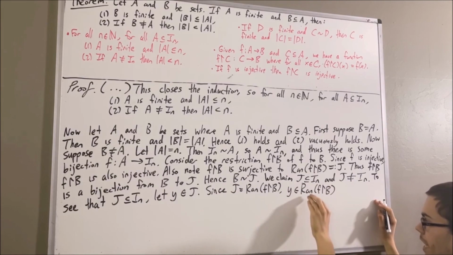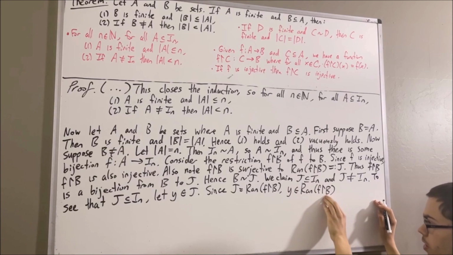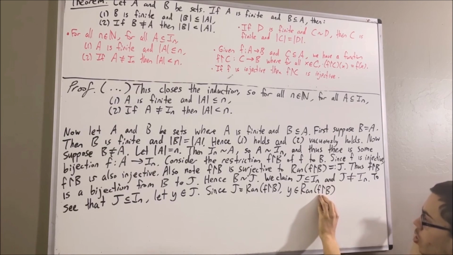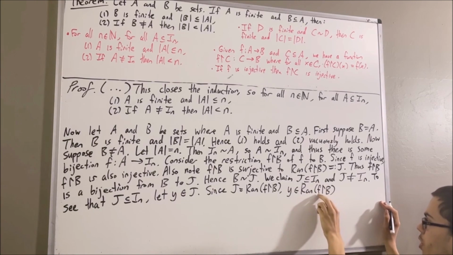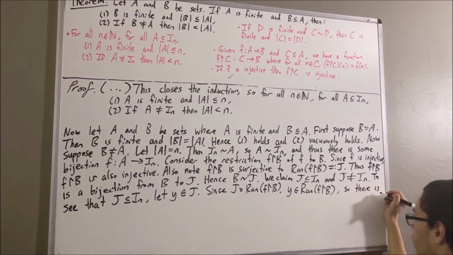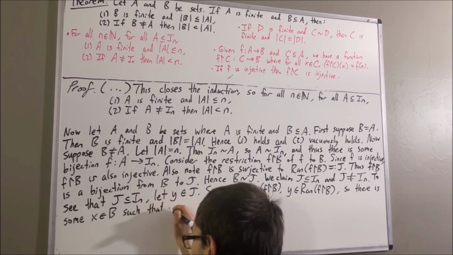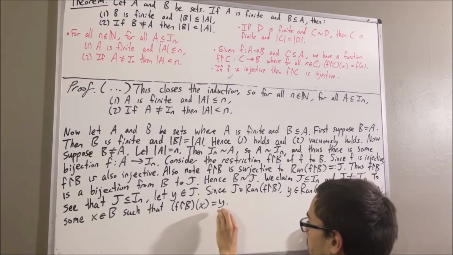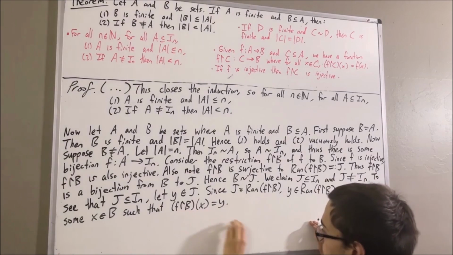What does it mean to be an element of the range of the restriction of F to B? Well, it means that there is some element in the domain of the restriction of F to B, I'll call it x, such that the restriction of F to B evaluated at x is equal to y. And this is the same thing as saying (x, y) is an element of the restriction of F to B.